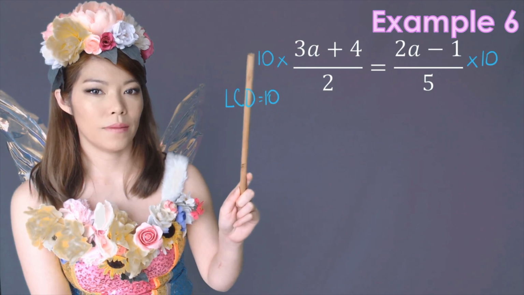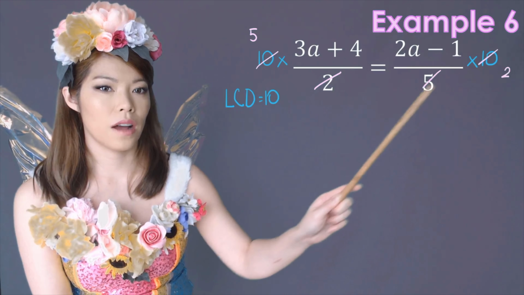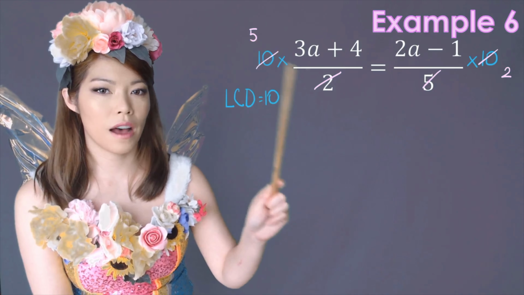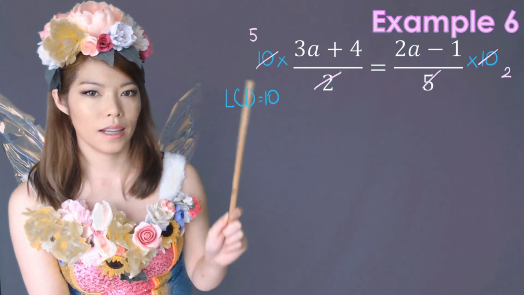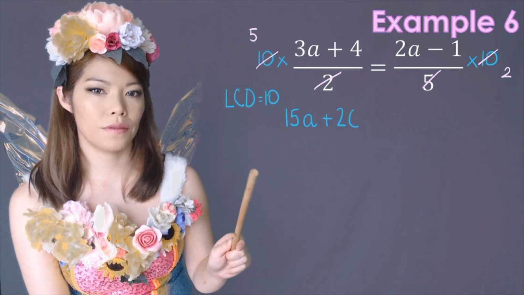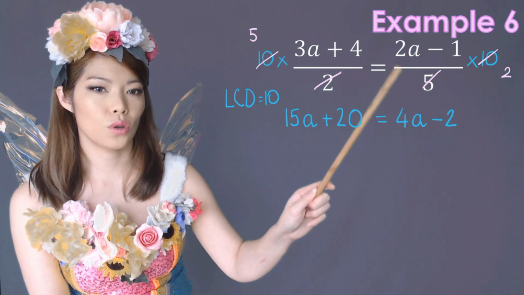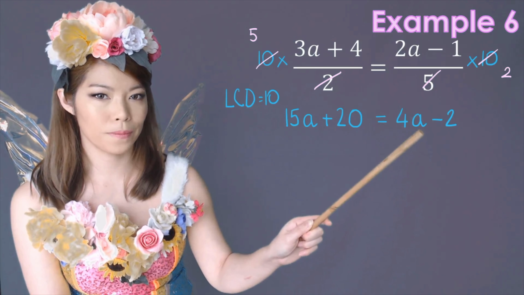So now the 10 and the 2 cancel out to give us 5, and the 5 and the 10 cancel out to give us 2. So now we can just multiply the 5 on the left side and multiply the right side by 2. So let's do that. 5 times 3a is 15a. 5 times 4 is 20. 2 times 2a is 4a. 2 times minus 1 is minus 2.